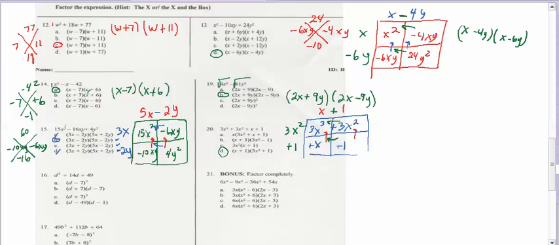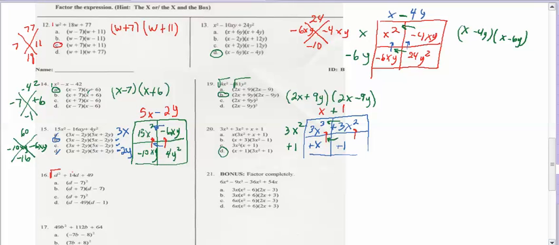Okay, 16. Is there anything I can factor out? No. Now, 49, that's a perfect square. And D squared, that's a perfect square. So I think I found myself a perfect square trinomial.